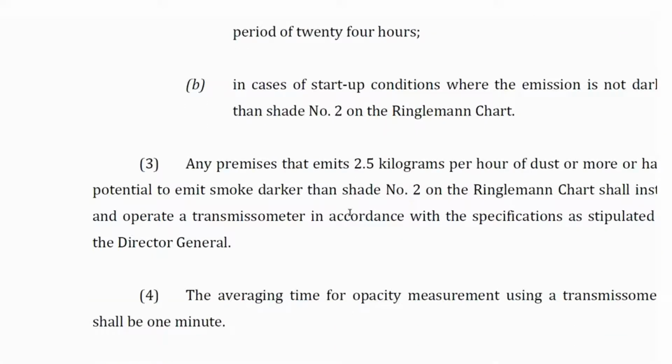Okay, it also has given like any premises that emits 2.5 kilogram per hour of dust or more has potential to emit smoke darker than shade 2. Okay, this particular figure 2.5 kilogram per hour of dust ni biasanya kita boleh kira dalam you punya stack emission monitoring. So when you are doing chimney emission monitoring or stack emission monitoring, your dust concentration yang kamu dapat tu, kalau kamu darab dengan you punya flow rate of the gas, you will get your mass flow rate, okay, to 2.5 kilogram per hour. So that itself is an indication that the system is having issues.